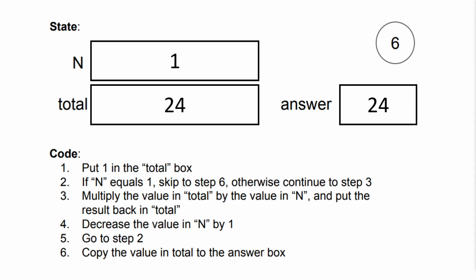Looks like this little piece of code here is actually computing the factorial. So 4 factorial is 24. 4 times 3 times 2 times 1.